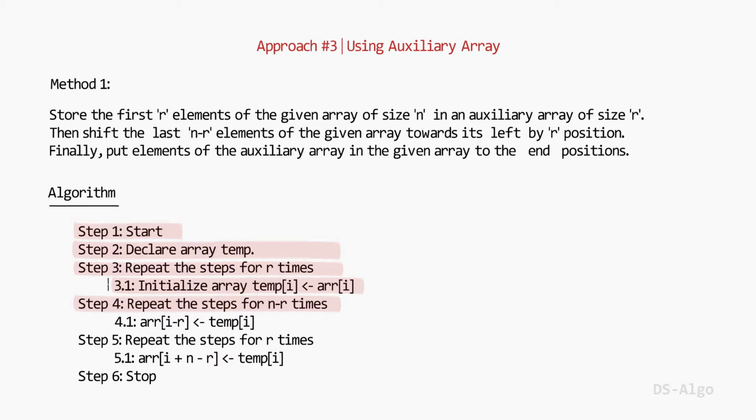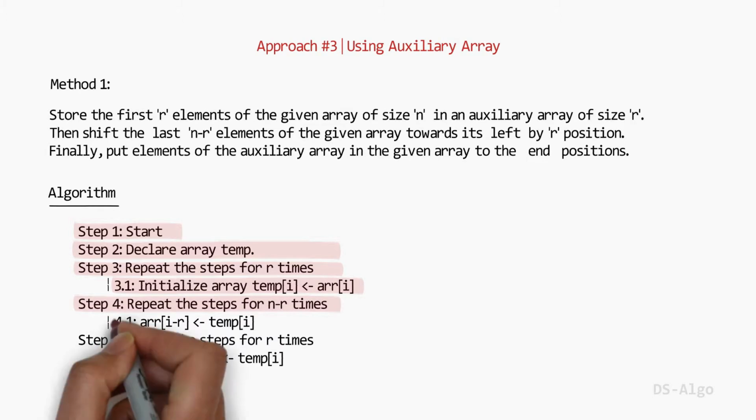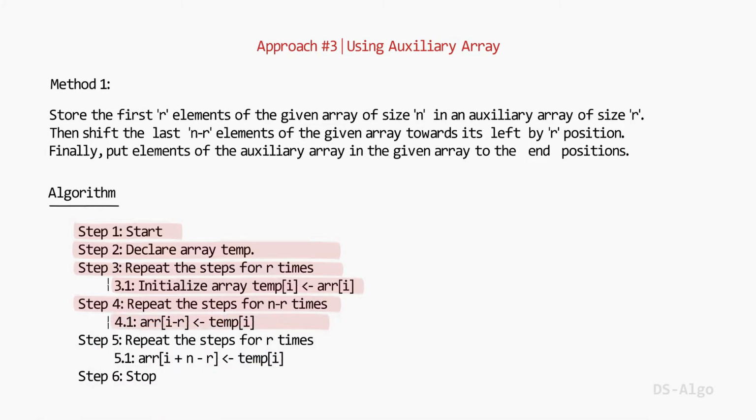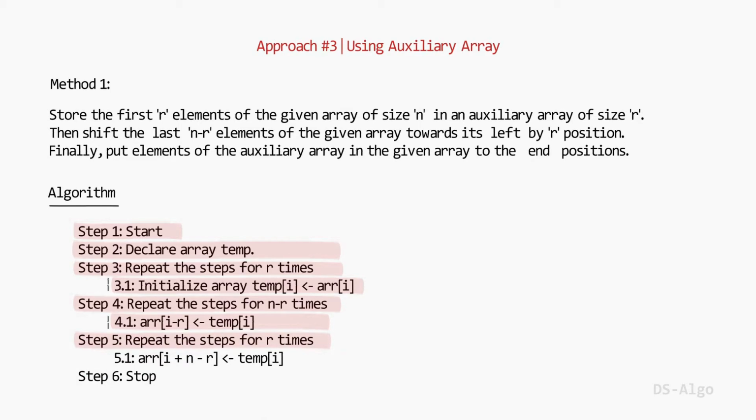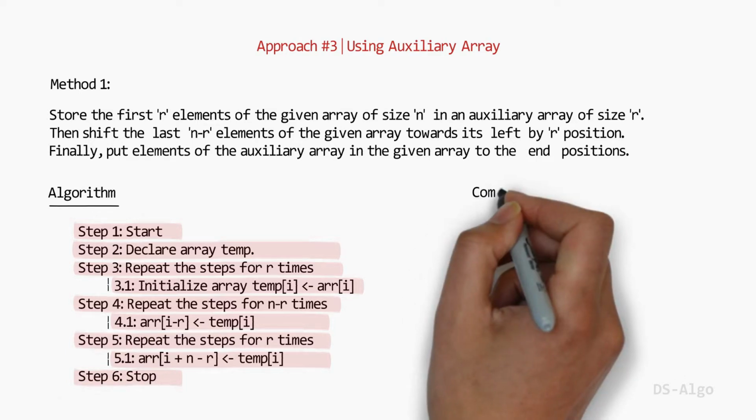Repeat the below step for n-r elements: shift the remaining n-r elements of the given array towards its left by r position. Again repeat the below step for r times: store the elements of the auxiliary array in the given array to the end position. Stop the execution of the program.